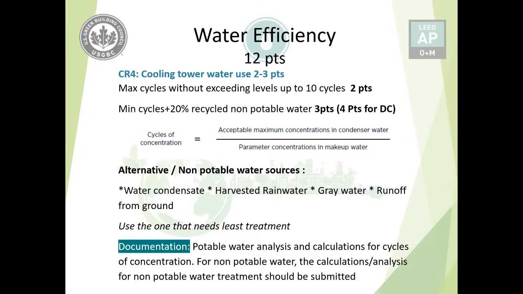The best alternative source would be condensate water because it needs the least treatment compared to harvested rainwater, greywater, and runoff from the ground. They might need some treatment, but they can be used as makeup water. For the documentation, the one-time potable water analysis is the first thing that we should submit, and the calculations for cycles based on that analysis. And if there is any non-potable water used, then the calculation analysis for that water treatment should be submitted. By this, we come to the end of water efficiency, and we'll continue on with the energy and atmosphere credit. Thank you for your attention.